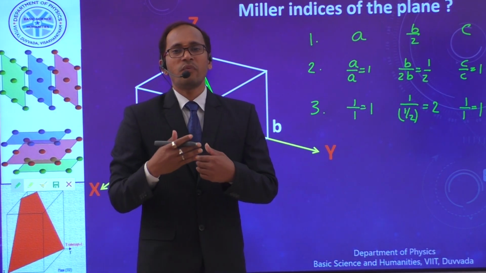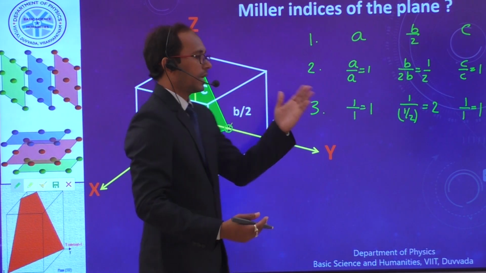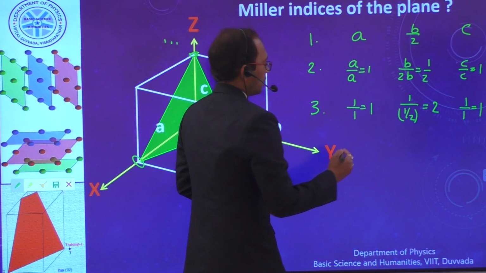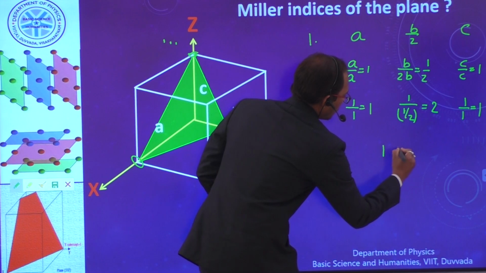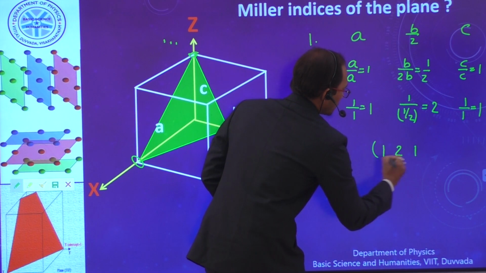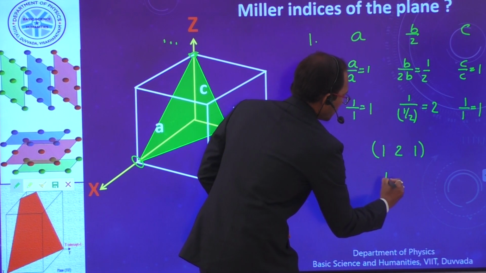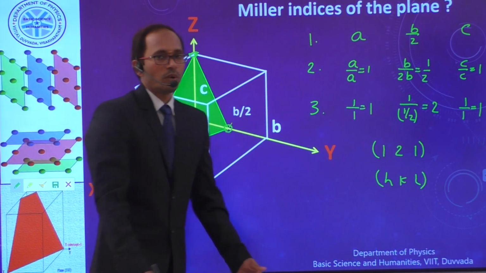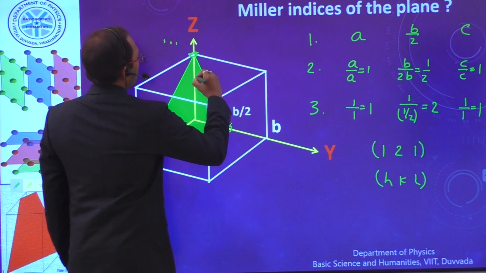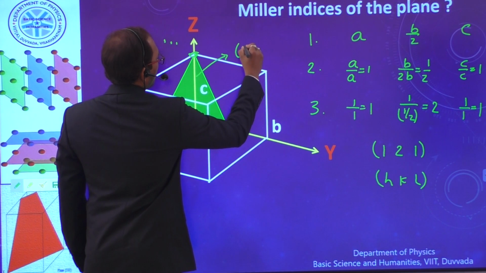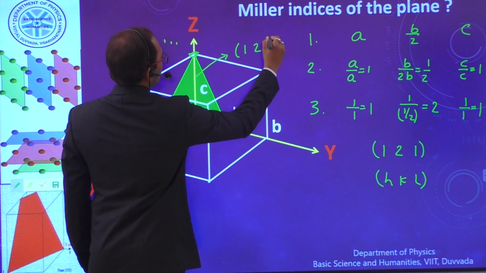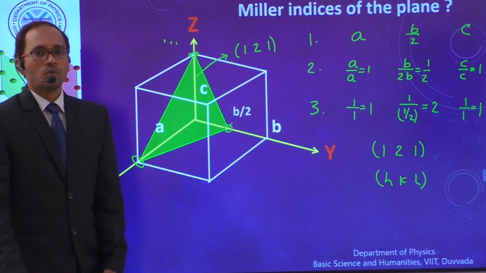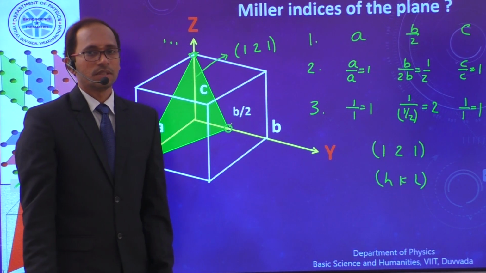So now there are no fractions. Directly you can take it as the Miller indices, that means 1, 2, 1. This is the Miller indices, that means HKL is 1, 2, 1. That means this plane we can call the 1 2 1 plane. Right?